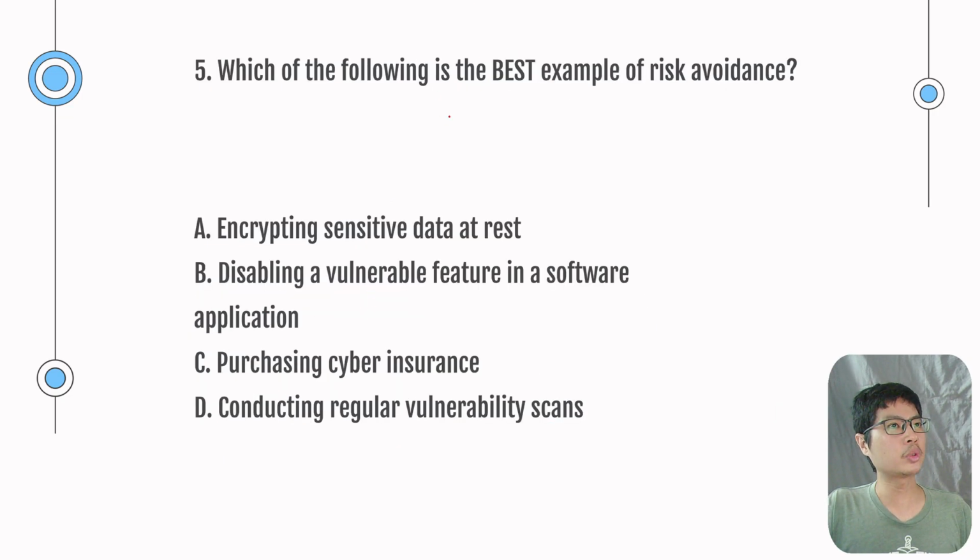Okay, question 5. Which of the following is the best example of risk avoidance? So encrypting sensitive data at rest, I would say this is risk mitigation or reduction. Because when we encrypt the sensitive data, even if an attacker managed to compromise and access the server, they will only be able to exfiltrate the encrypted data. And so we are reducing the risk of the plain text data being leaked out to the public.